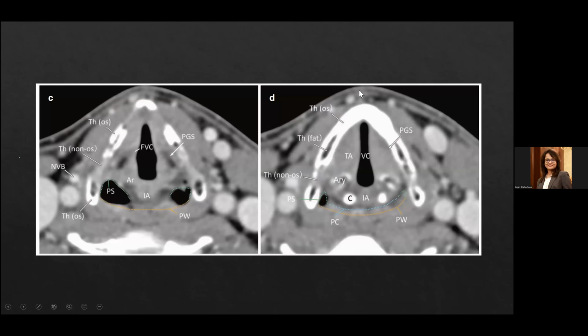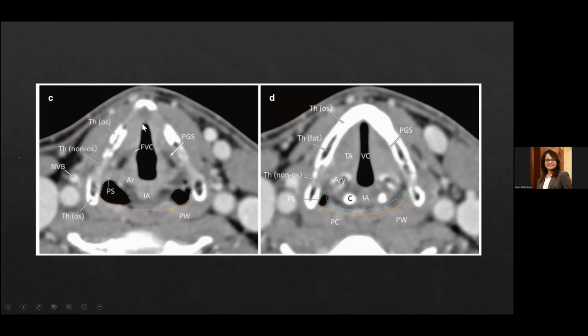So we have seen the two uppermost sections. Next is the level of the thyroid cartilage proper, where we are seeing the tip of the arytenoid cartilage. From the tip of the arytenoid cartilage, the false vocal cord will be arising. So these are the false vocal cords. Lateral to the false vocal cords are these fat-containing spaces, which are basically the paraglottic space.